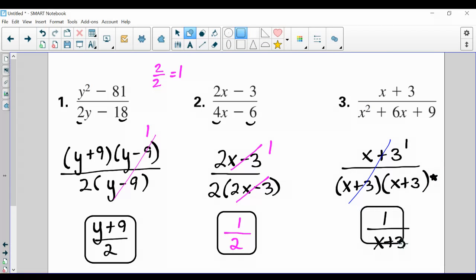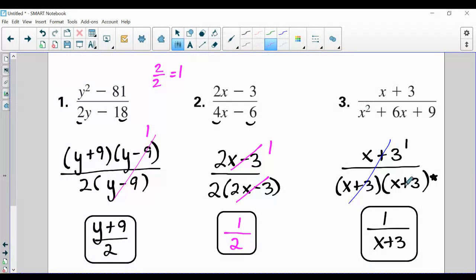A common mistake is that students will often cancel out and think that the final answer is x plus 3. They won't cancel and show that it cancels to equal 1. So please make note of that. The final answer is 1 over x plus 3.